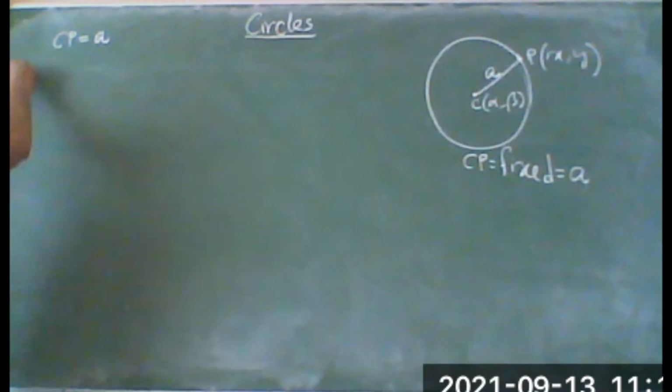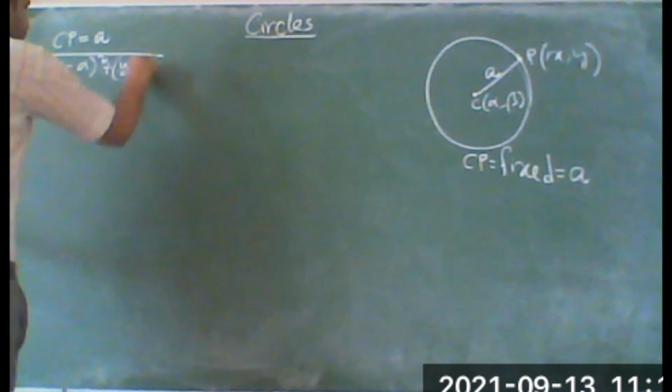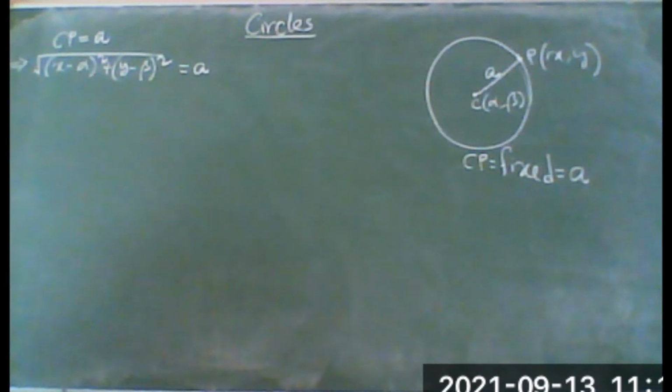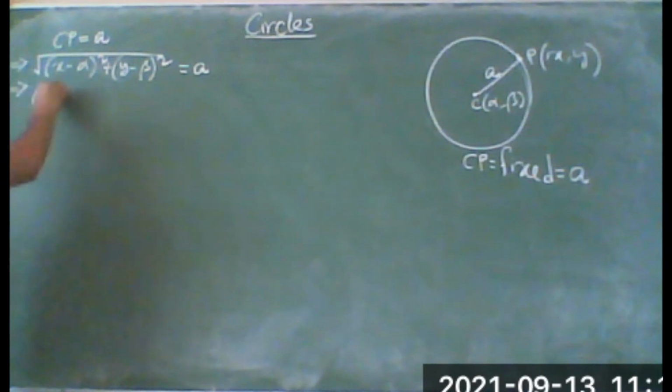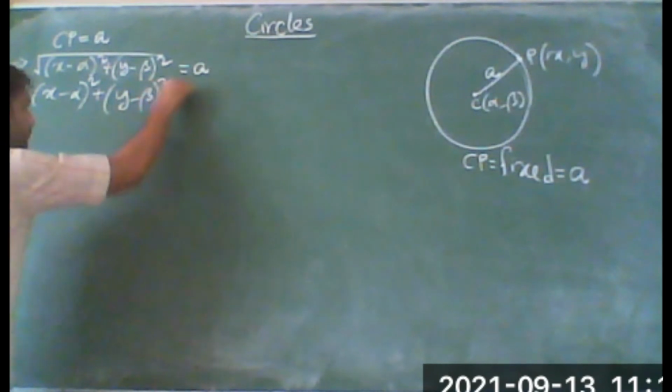So what can we say for the distance? We can say that this distance CP is the square root of x minus alpha whole square plus y minus beta whole square, and this is equal to A. And if you see carefully, by squaring both sides, we get x minus alpha whole square plus y minus beta whole square is equal to A square.